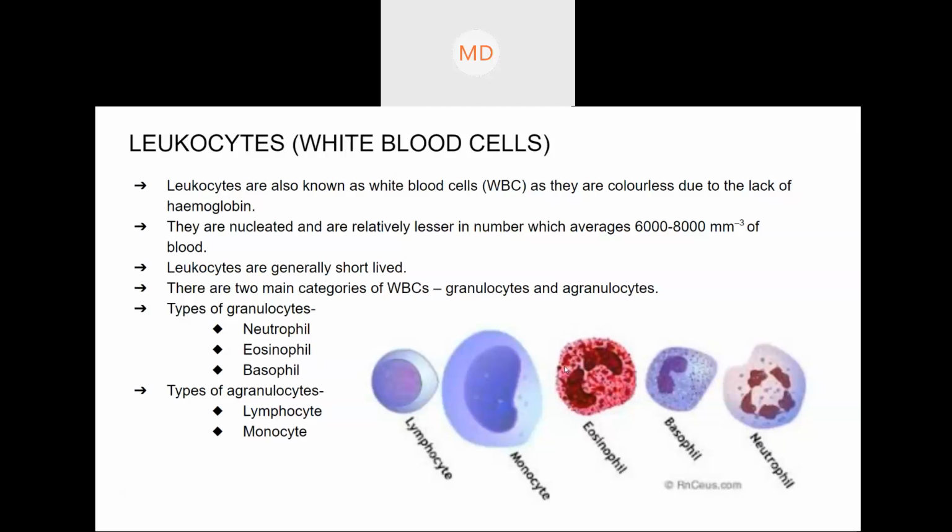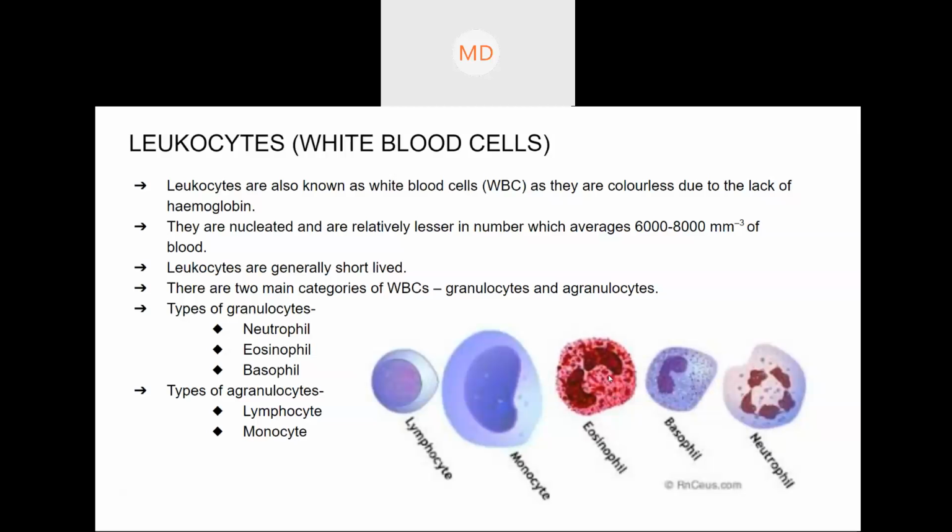And one more thing, that is about the shape of the nucleus. That is what differs. So you have to pay attention to the shape of the nucleus and whether the granules are present or not. That is the main distinguishing character between each of these five types of white blood cells.